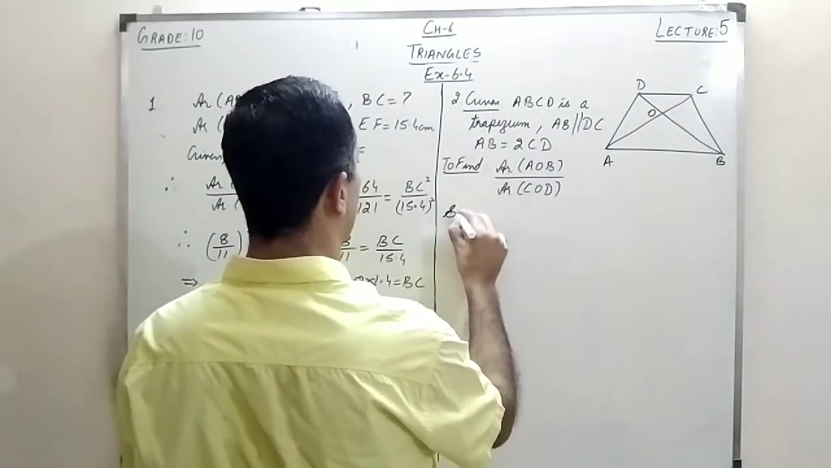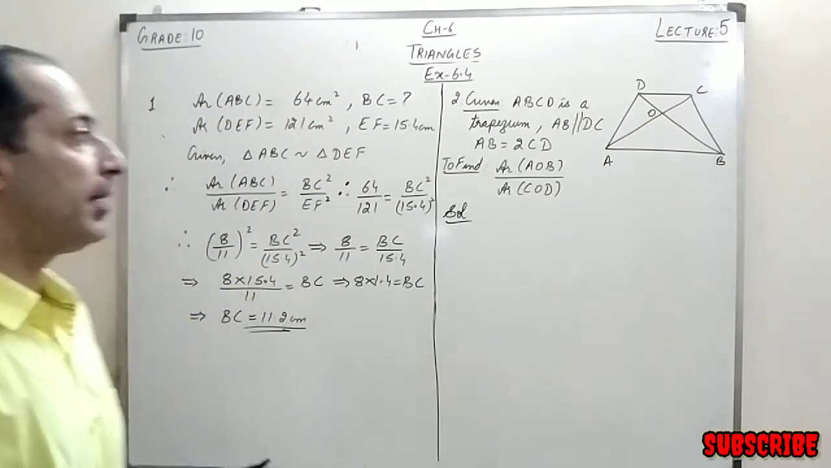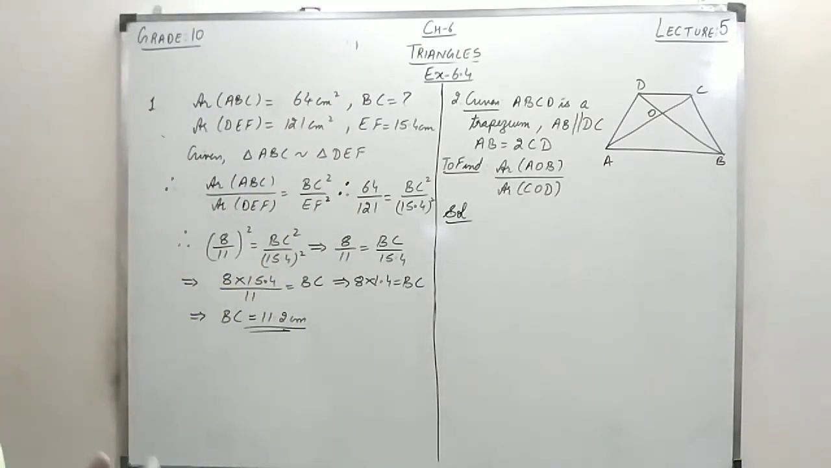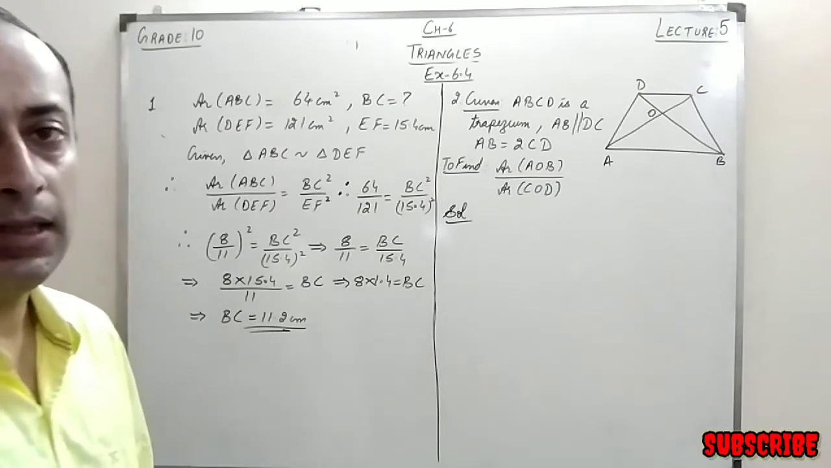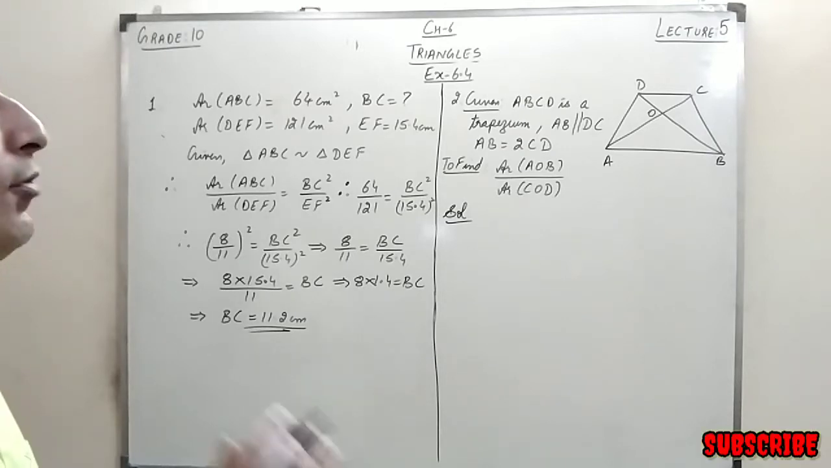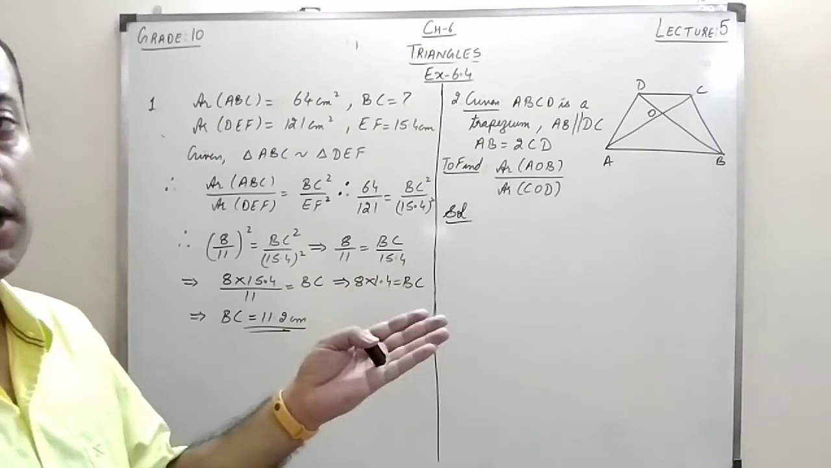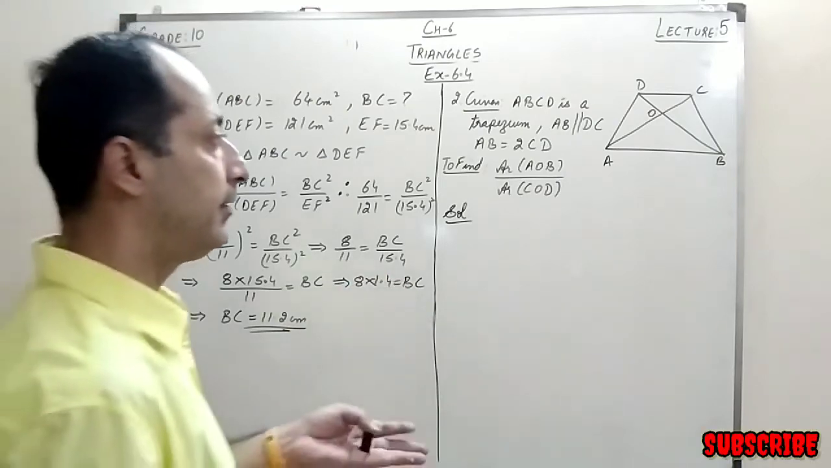Now let's see the solution. Remember one thing, whenever you are applying the theorem of area of similar triangles, make sure that the triangles are given as similar. If they are not given similar, then you have to prove that the triangles are similar. In this question, the triangles are not given similar, so we will have to prove that the triangles are similar.